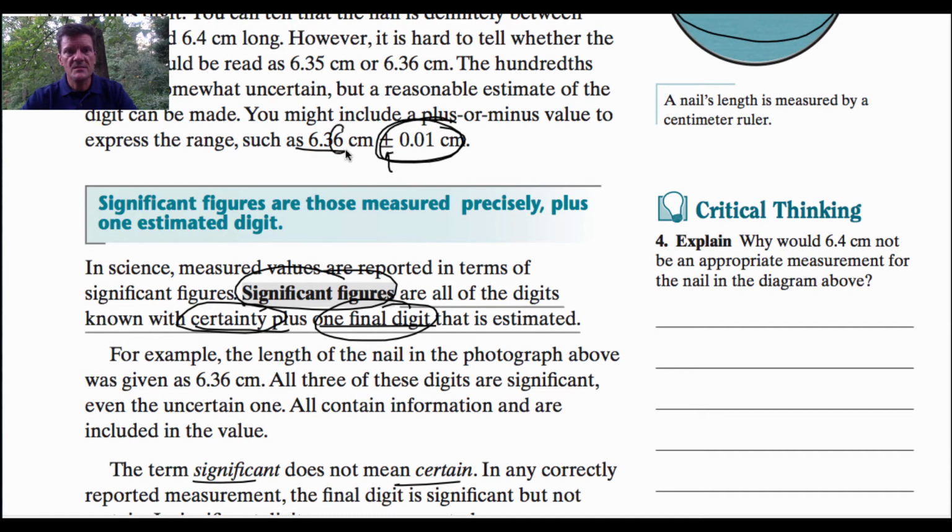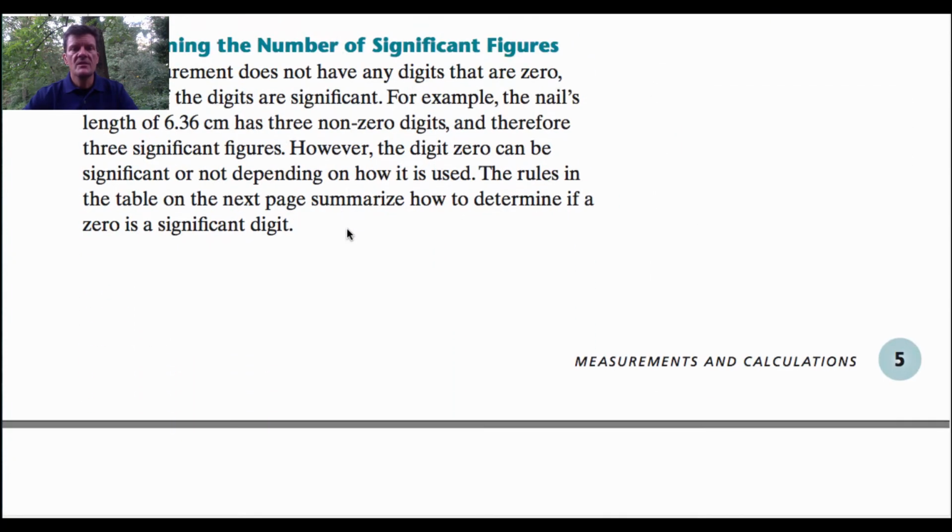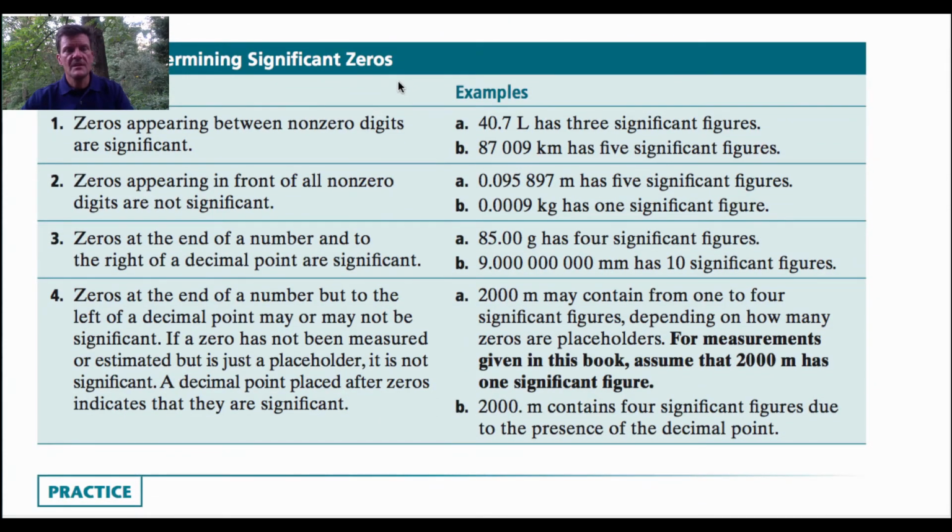Important here, significant doesn't mean certain. Remember, we guessed this last number here. This last number here was a guess. But we're pretty close. We think we're pretty close. Now, when you see a measurement, we want to figure out how many figures are significant, are part of the actual measurement. How many were certain, and which one was the one that is estimated, the guess.